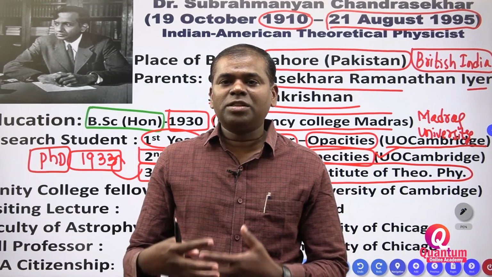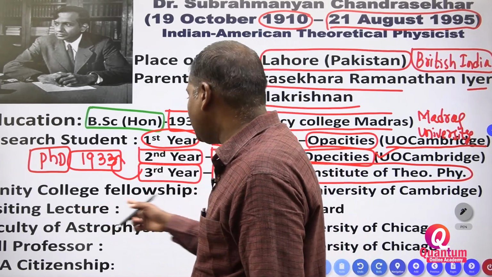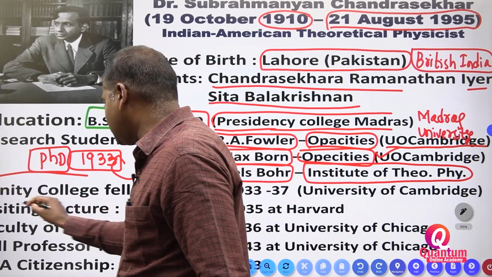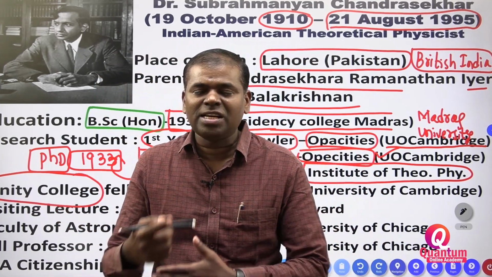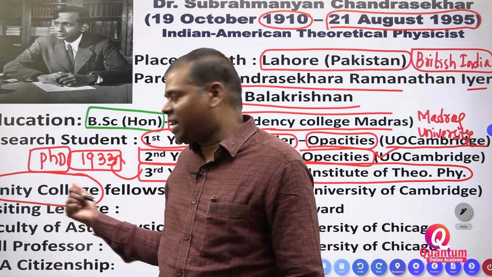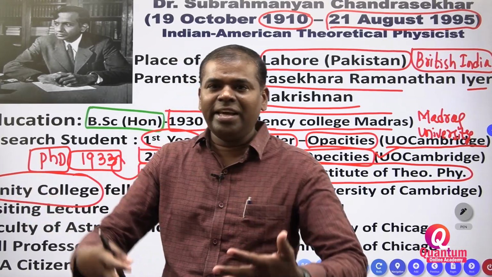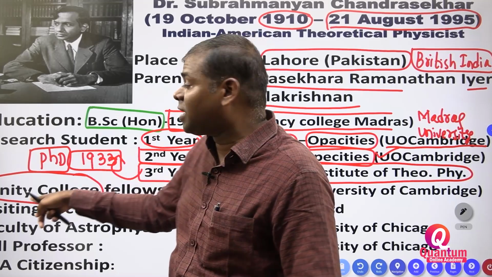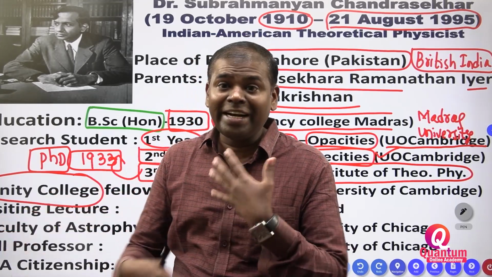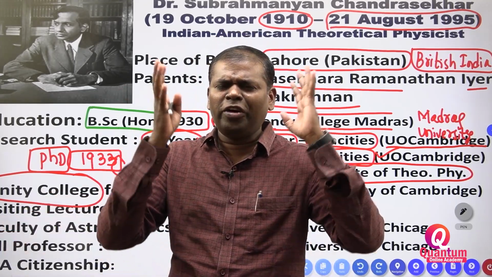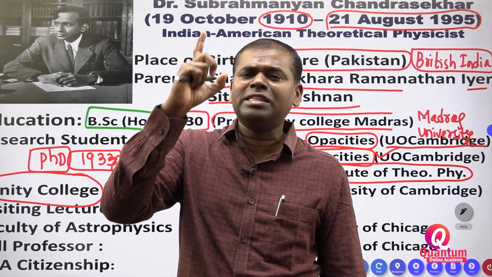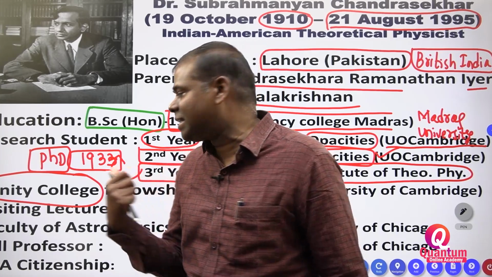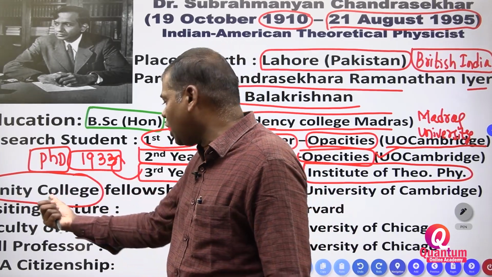What is the fellowship in Trinity College? Trinity College in London is a popular institute. CV Raman and Srinivasa Ramanujan got the fellowship in the same college. After 16 years, Dr. Subrahmanyan Chandrasekhar got that Trinity College fellowship. That is a very, very powerful fellowship. Only some very intelligent people get this type of fellowship.